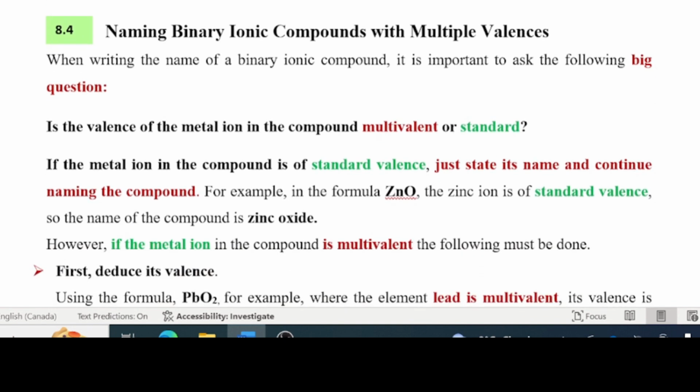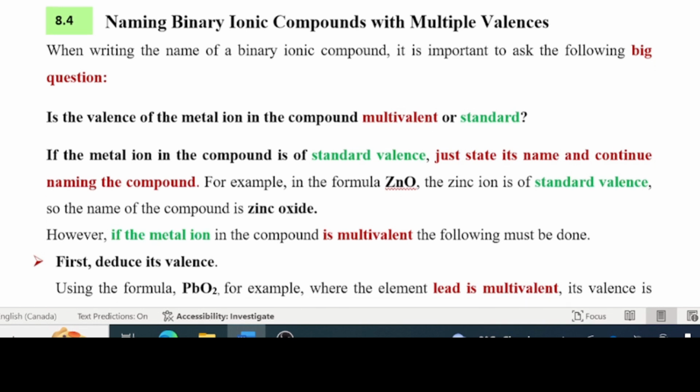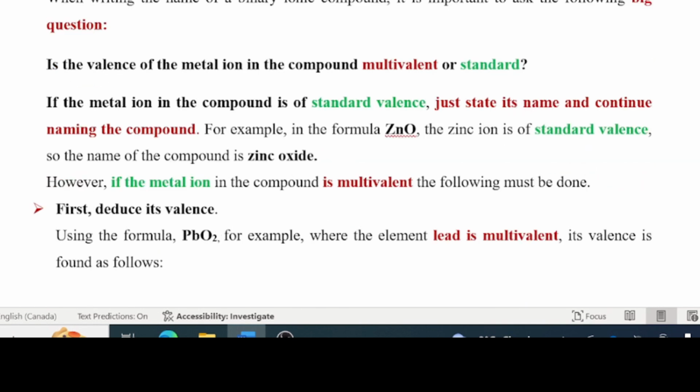So how do you go about naming binary ionic compounds with multiple valencies? These are some guidelines that I give students. You ask a big question. The big question is, is the valence on the metal ion in the compound multivalent or standard?